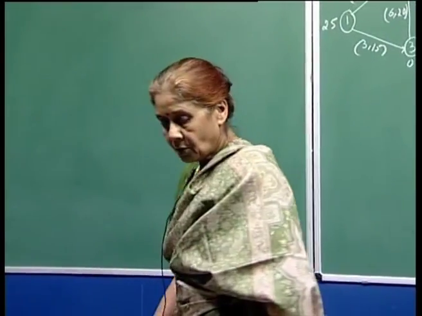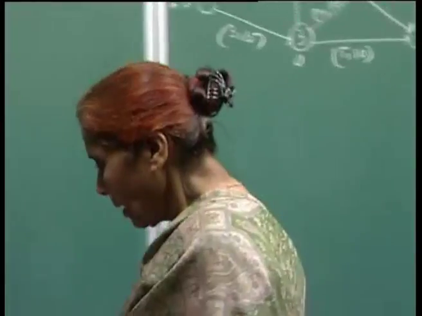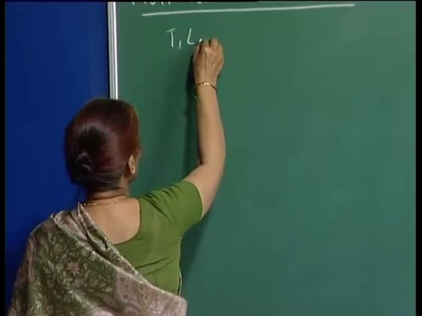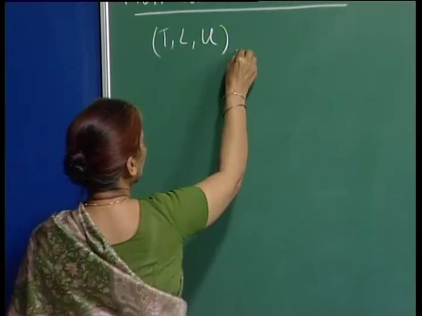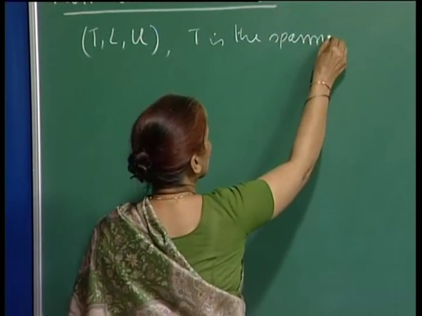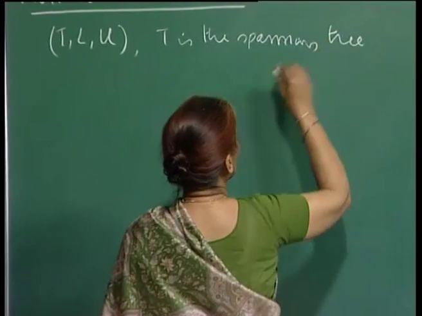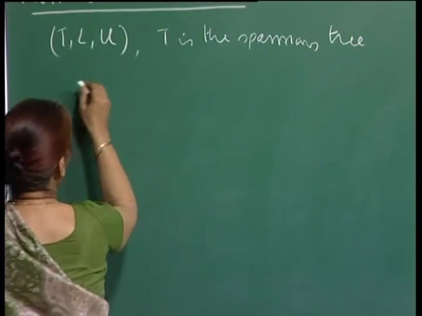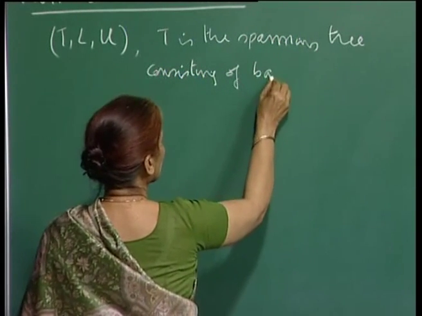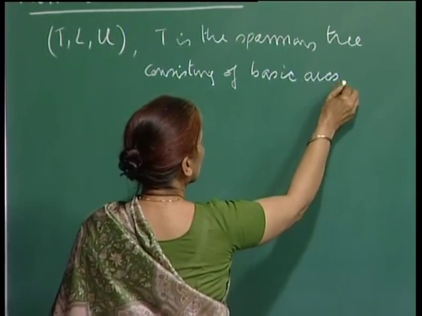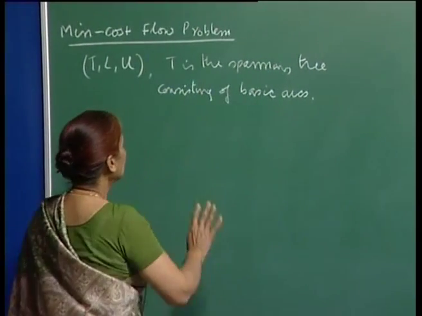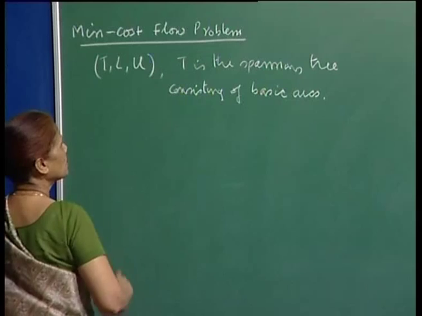So let's continue with our minimum cost flow problem. I'll quickly revise the whole thing. So we said that we will have a starting solution as a structure T, L, U, where T is the spanning tree, yes, spanning tree consisting of basic arcs, right. Now these arcs, some of the flows may be at their upper bounds, but we will call these the basic arcs. So the spanning tree is the spanning tree consisting of basic arcs.